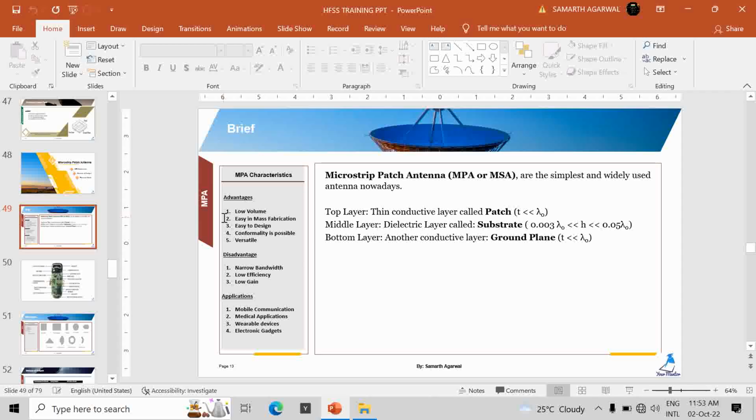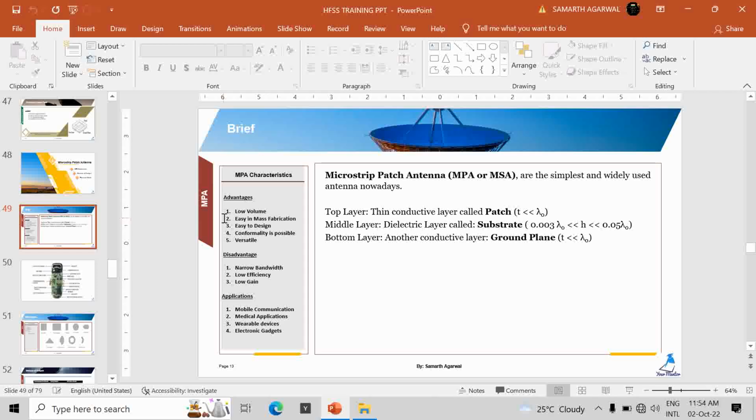Regarding the applications of the patch antenna, generally it is used in every aspect nowadays: in mobile communication, medical applications, wearable devices, electronic gadgets, and so on. Some satellite communications are also there. And nowadays phased arrays as well as smart antennas are at the stage where they will take a boom at a very large pace.